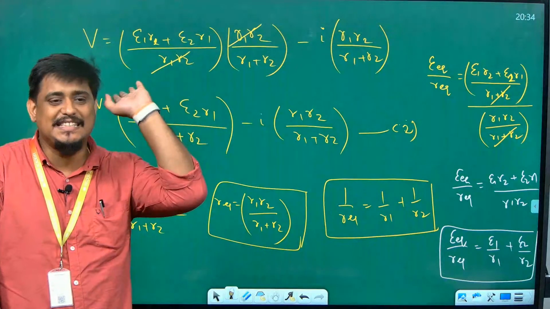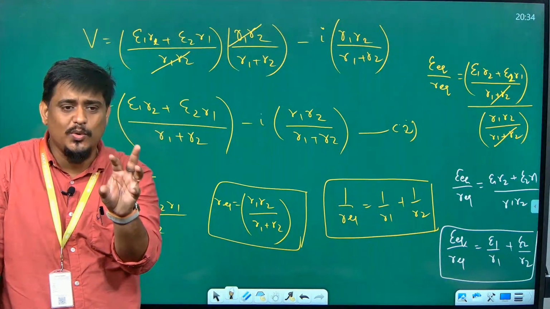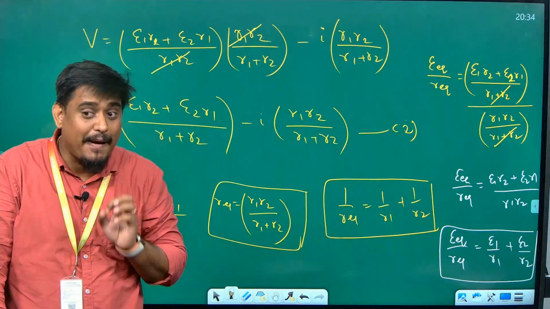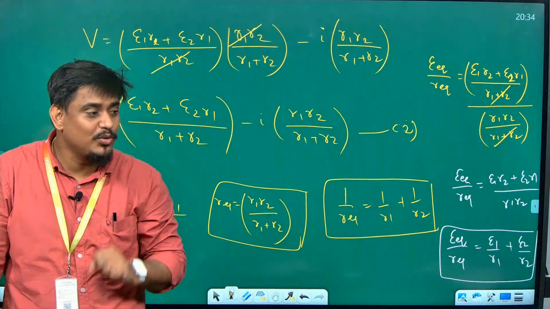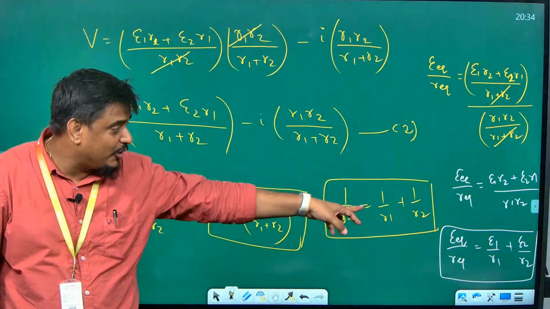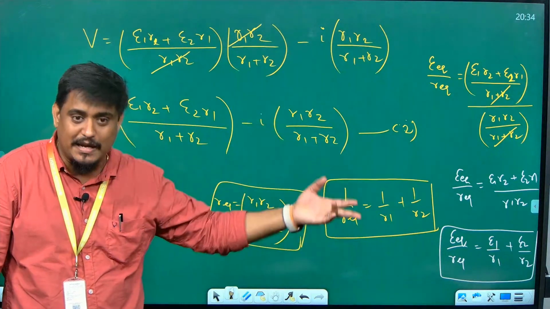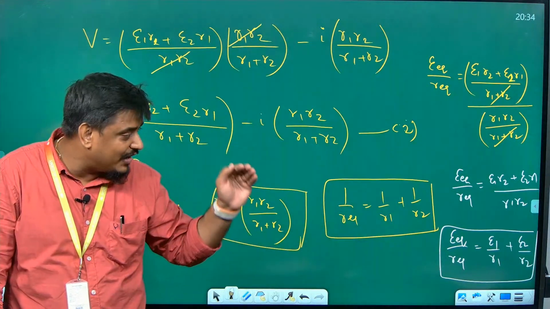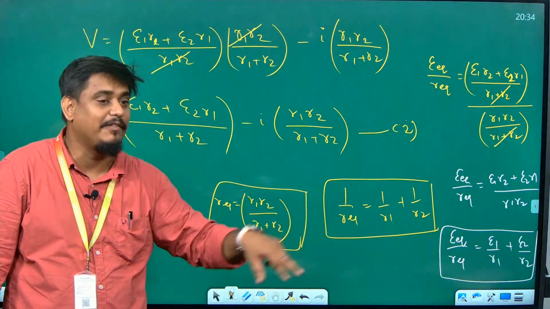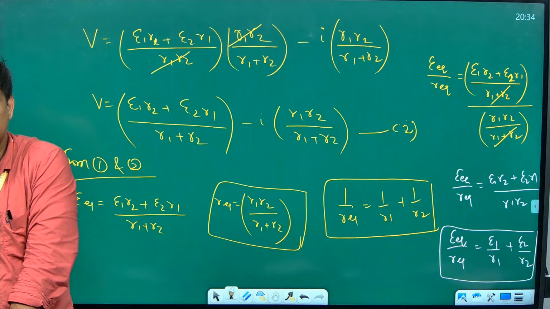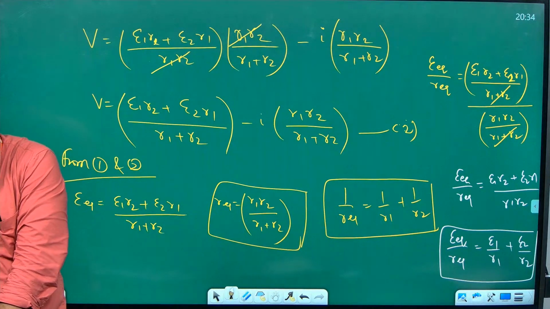In the case of series connection, E1 known to you, E2 known to you, add them, you will get E equivalent. In parallel connection, E1 known to you, E2 known to you, can you find E equivalent? Because E equivalent by R equivalent is equal to E1 by R1 plus E2 by R2. So you have to find the value of R equivalent, then only you can put in this formula to get the value of E equivalent. I hope you understand this.